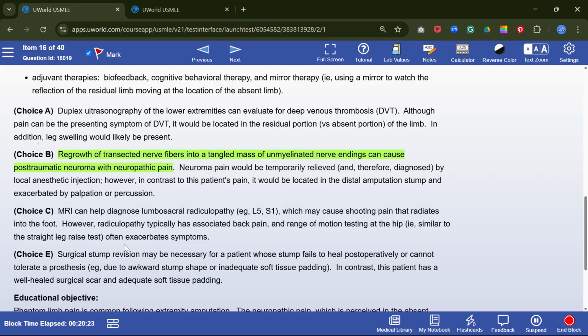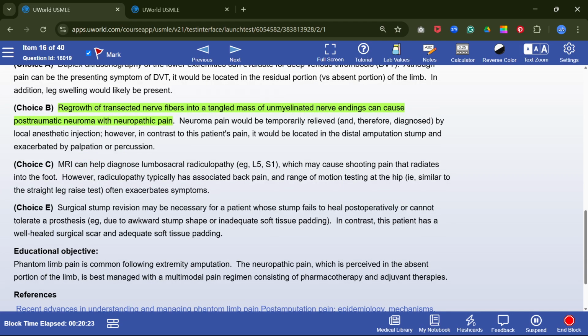Surgical stump revision may be necessary for a patient whose stump fails to heal postoperatively or cannot tolerate the prosthesis due to awkward stump shape and inadequate soft tissue padding. In contrast, this patient has a well healed surgical scar, so surgical stump revision is not necessary. So this is phantom limb pain.